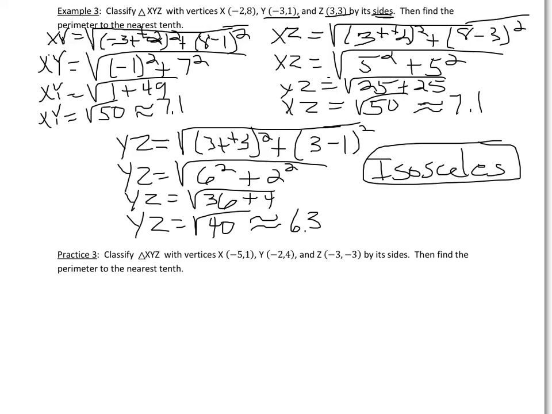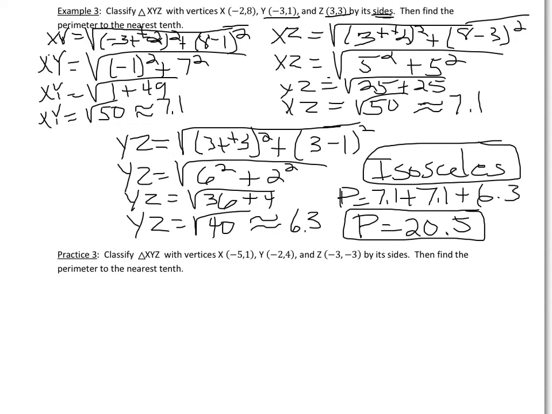Second part of my answer, I asked you guys to find the perimeter to the nearest tenth. Remember, perimeter is the distance around the outside, so I'm going to add all the sides together. I'm going to do 7.1 plus 7.1 plus 6.3. When I add all those up and round to the nearest tenth, I get 20.5. And there's my perimeter. So you're basically doing 3 distance problems and then using your knowledge of the types of triangles to find the type from those 3 distances.